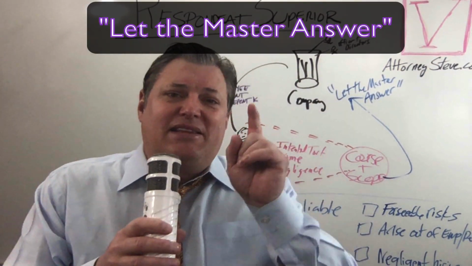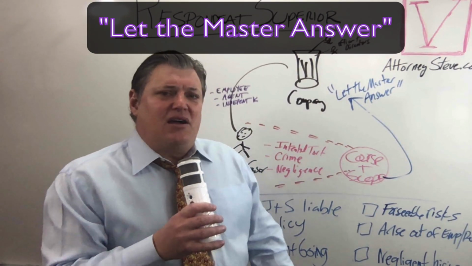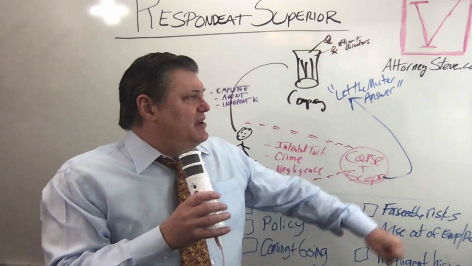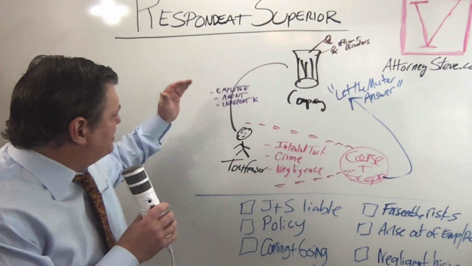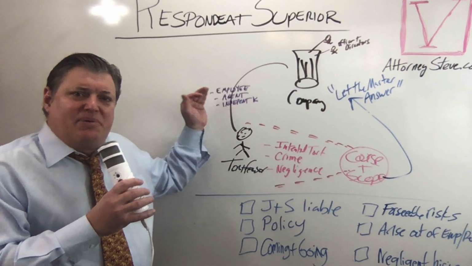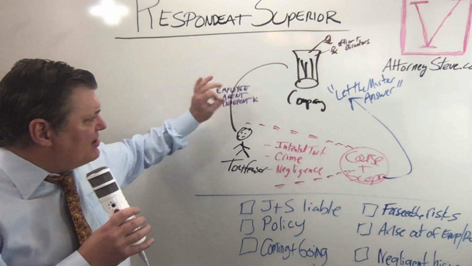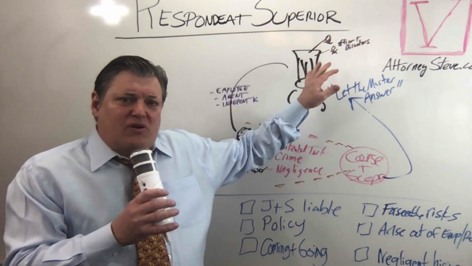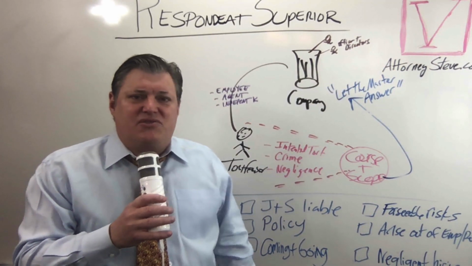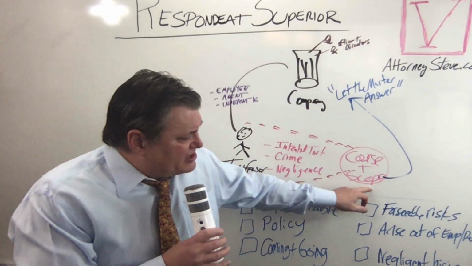If you guessed, let the master answer, you've got it. Let the master answer. The law has decided that when the companies are out here making their money and they've got a staff, it could be employees, it could be agents, it could be independent contractors, it could be temporary employees, those kinds of things.